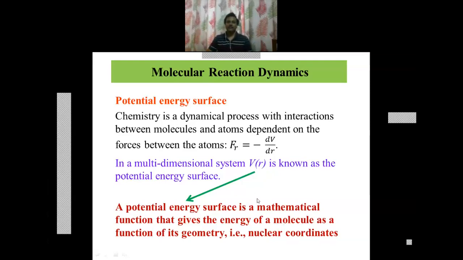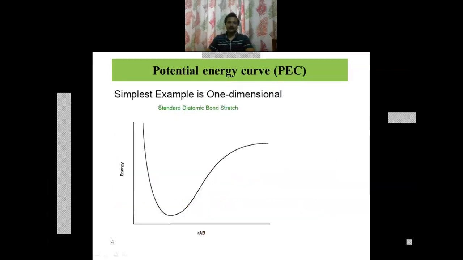So that means if I give the geometry of a molecule at any point, I should know what the potential of the molecule is going to be, right? That is basically the potential energy surface, a mathematical function. Now let me go back and show you this potential energy curve, which you are quite familiar with, and we should be able to work out how the potential energy surface is going to look.